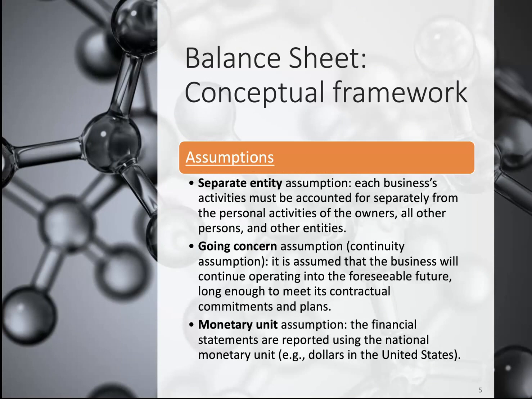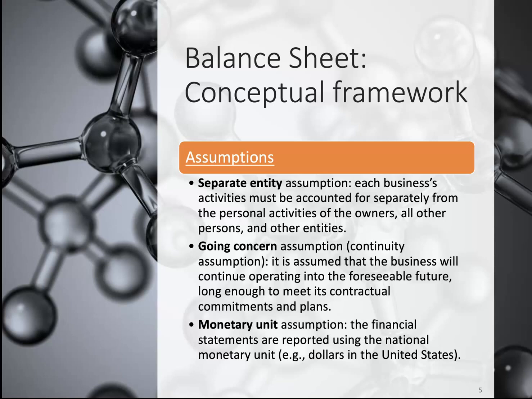There are assumptions underlying balance sheets. The first assumption is called the separate entity assumption, which means when we prepare a balance sheet, we assume the balance sheet reports on a separate entity. Formally, each business's activities must be accounted for separately from the personal activities of the owners, all other persons, and other entities. When you look at a balance sheet, you know it's a snapshot of the financial status of one entity.